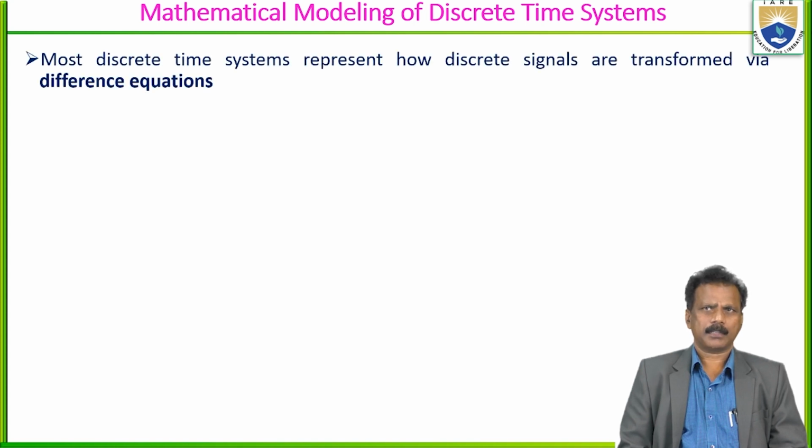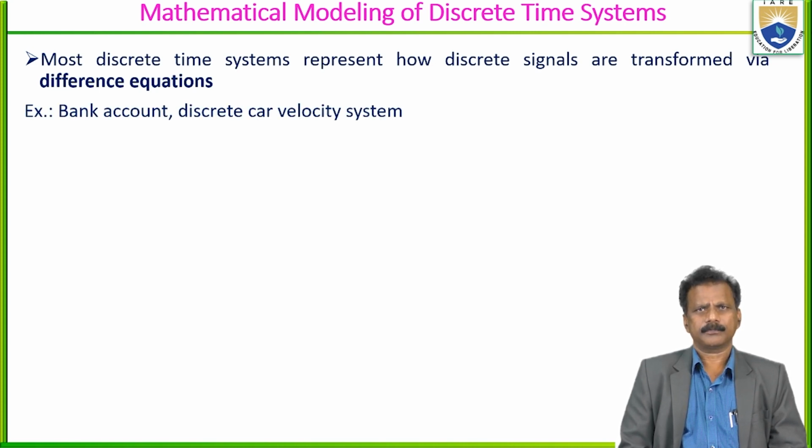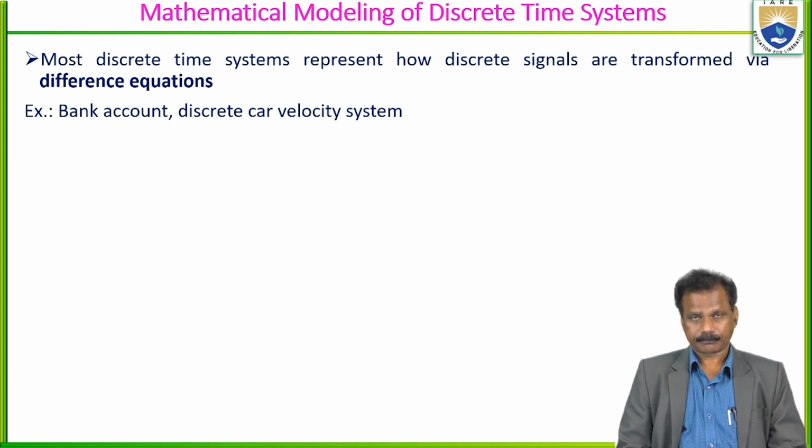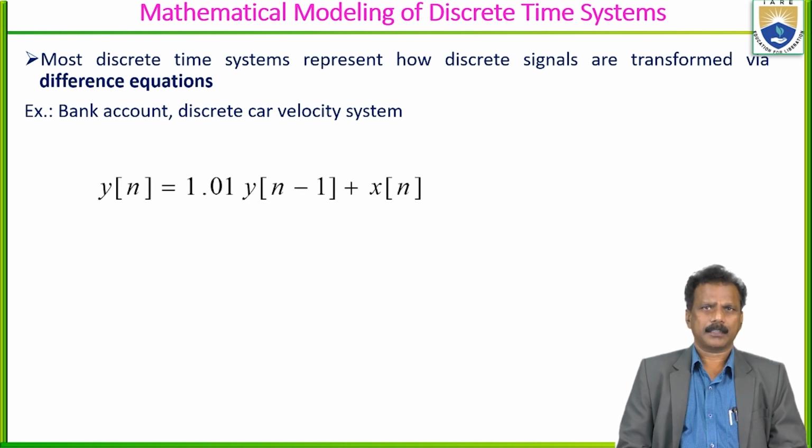Under this mathematical modeling of discrete time systems, most discrete time systems represent how discrete signals are transformed via difference equations. The best example is a bank account, or a discrete car velocity system. Consider the discrete time system that represents how discrete signals are transformed via difference equations. Mathematically, in terms of mathematical modeling, it is y of n is equal to 1.01 into y of n minus 1 plus x of n.